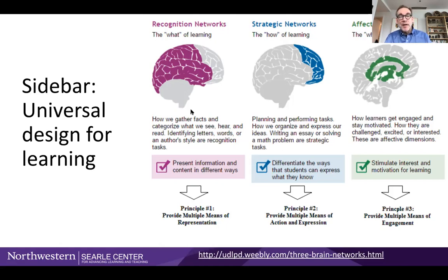In strategic networks, we think a lot about how we're performing tasks. Here's the application space. How do we now organize and express those ideas? How do we synthesize? How do we be creative? How are we critical of those ideas? And so here, you want to differentiate the way students can express themselves.